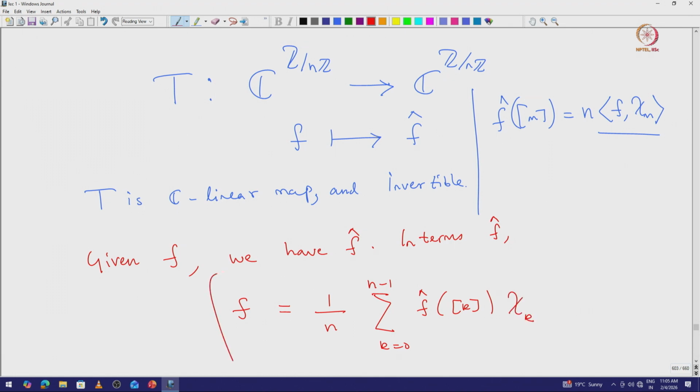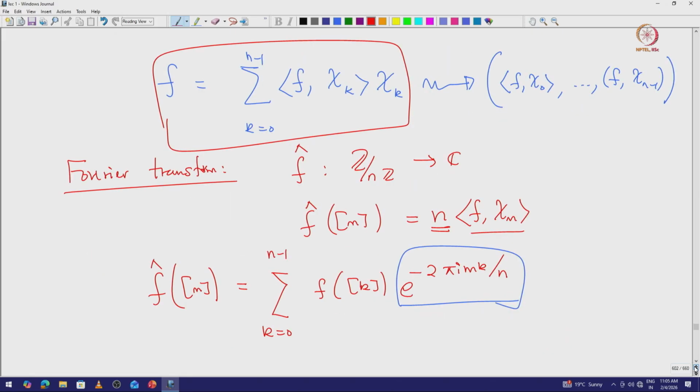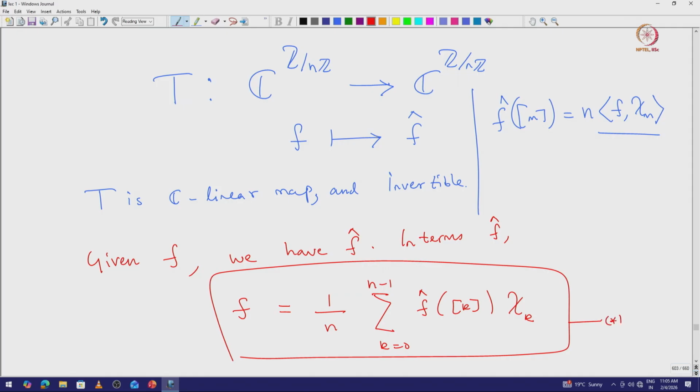So, this is exactly the equation that we started with. This is the equation star, which is equivalent to this. This actually tells you that this map capital T is indeed an invertible map from this function space to the function space. That means given f hat, one will be able to recover this f.